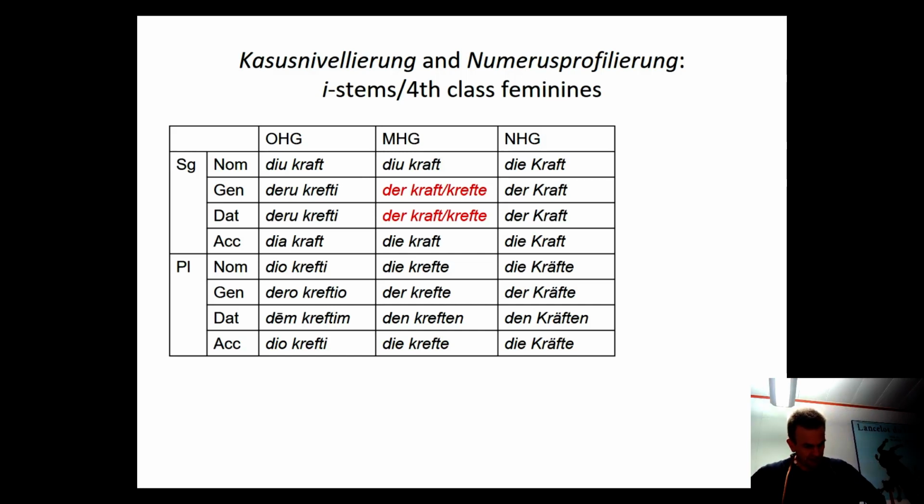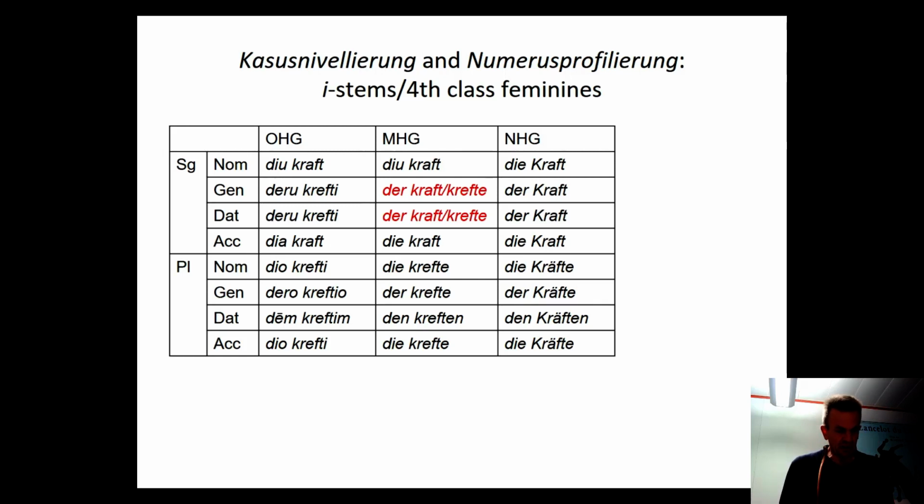In a nutshell, the interaction of these two processes can be described as follows. In the course of German's development, inflected forms of nouns realize case less and less, and mark number more and more. Without context, New High German Kraft does not indicate whether it's a nominative, genitive, dative, or accusative, but the classification as a singular is clear.